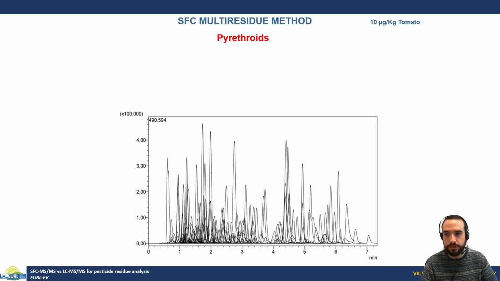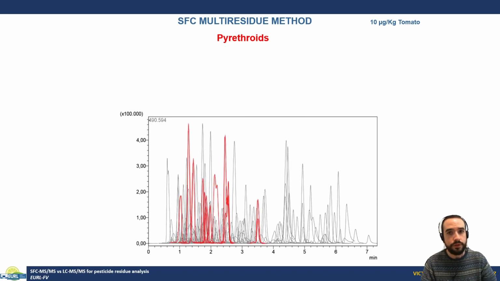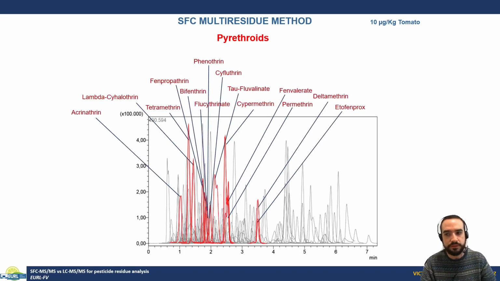This higher ionization efficiency can increase sensitivity, but also allow better ionization of some compounds not commonly analyzed by LC, like pyrethroids, which are usually analyzed by gas chromatography. Here you can observe how we added most of the pyrethroid pesticides to our multi-residue method.